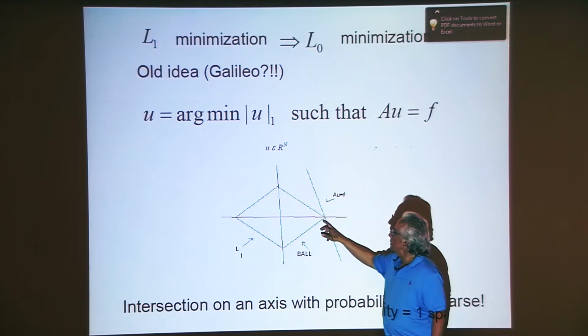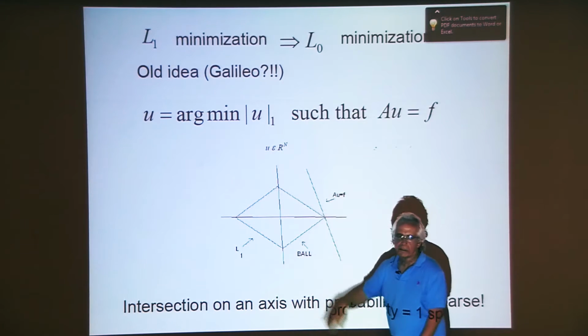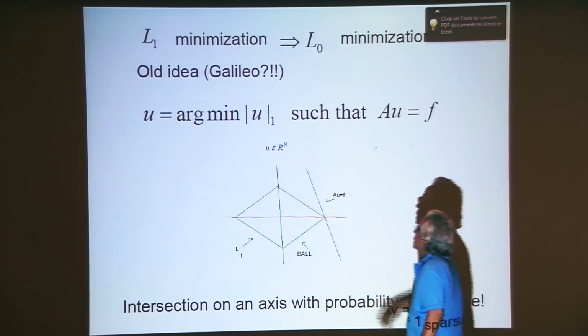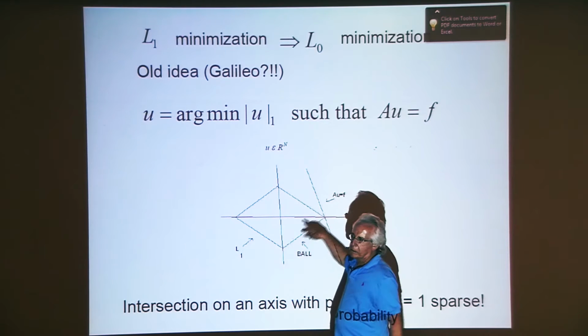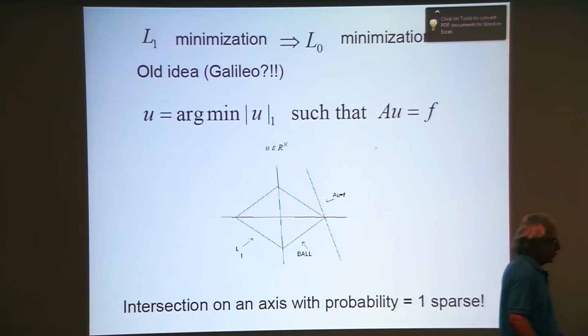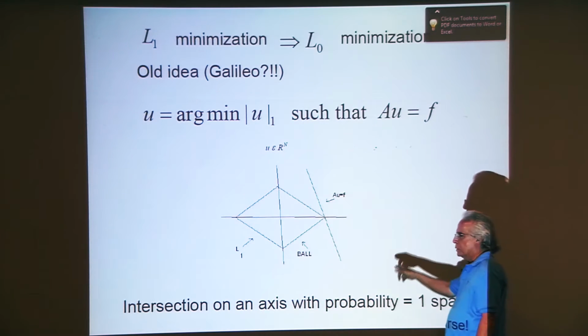And what you're doing is looking for the intersection when you expand this diamond out where it hits this line. And the probability is 1 that it will hit it on an axis, right? You should be nodding sagely. It's going to hit it on an axis. It's not going to hit it in the middle over here where there are two non-zeros. It's going to hit it over there where there's one non-zero. And that has caused a revolution in signal processing and information theory and so on. This baby idea that the L1 norm, which is a convex function, will give you the sparsest solution.